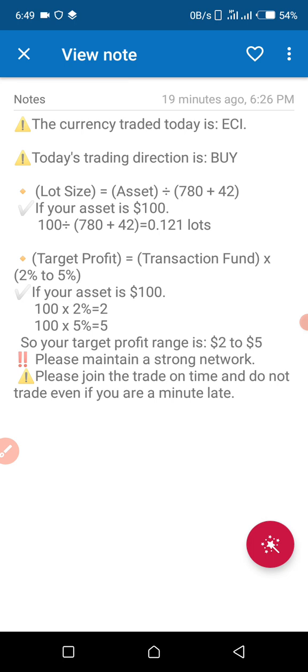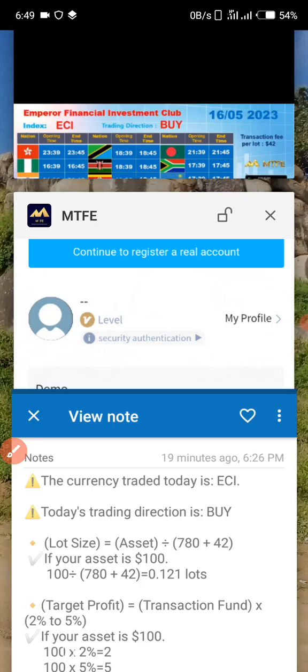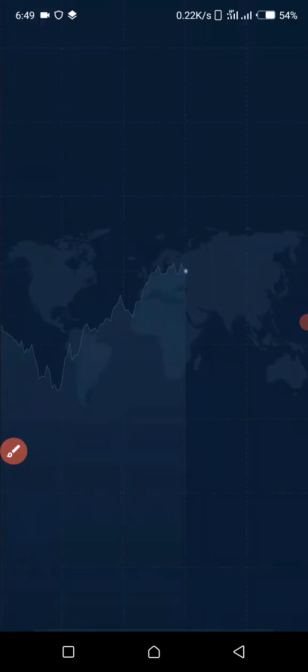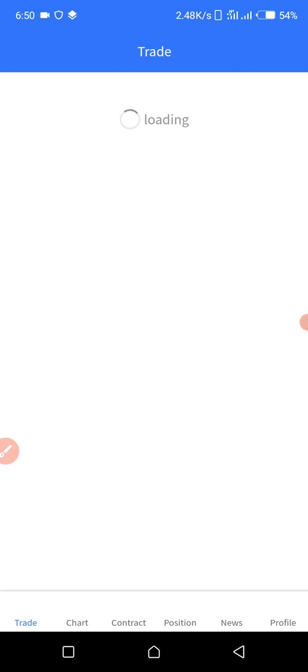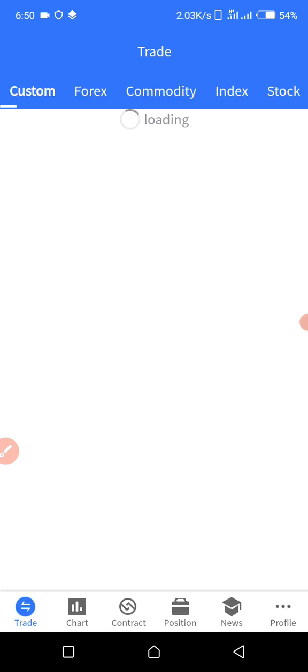So as you can see from this chart here, we have 0.121 lots. So we are going to choose those. I'm going to the Mtfe app. This is the demo account which I'm using. Don't do this on your real account, guys, unless you have knowledge of what you're doing. If you don't have knowledge of what you're doing, just use your robot, guys. You can just use the robot, or if you want to trade manual via the signals, just follow the steps I'm telling you, and you'll be getting profits very fast. So I'm in the demo account, and I'm going to go and click on the trade.